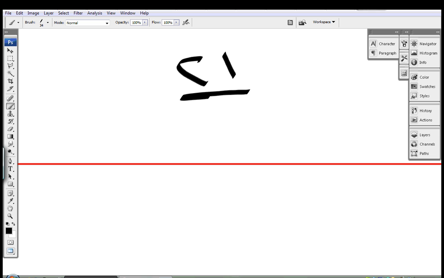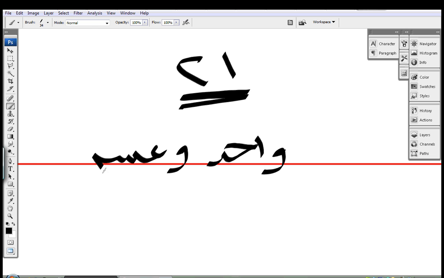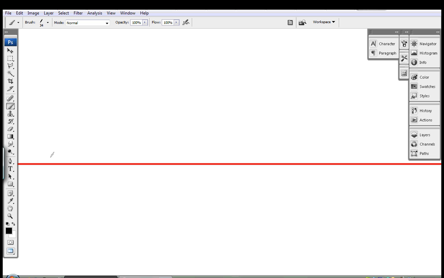Today we've reached lesson number 21. So what's 21 in Arabic, if you remember? If you said واحد وعشرين or واحد وعشرون, you were correct. So lesson number واحد وعشرين.